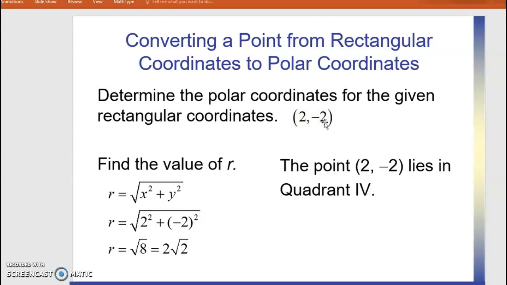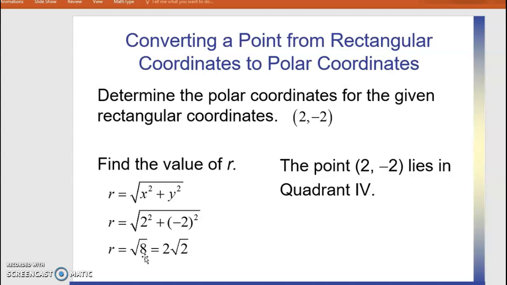Well, the first piece that must be found is the value of r. Just as in previous chapters, the formula for r is r equals the square root of x squared plus y squared. We have the x value and the y value given to us in our point. So we simply plug those in and use the order of operations: squaring, adding, and finally taking the square root of the sum, which gives us the square root of 8.